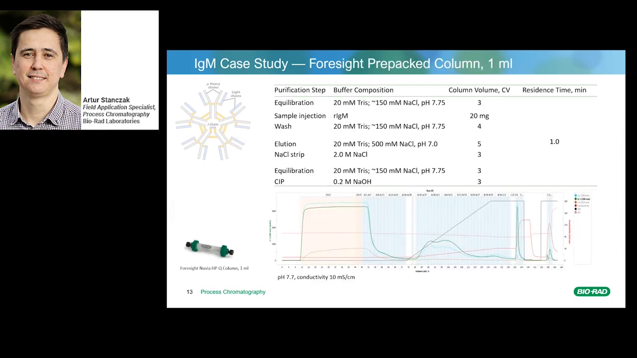In the next step, we switched from the 96-well plate format to 1 ml pre-packed columns, which are also commercially available. As a first run, the middle points from the DOE study of the pH and conductivity range were selected to learn how different formats affect results. A Tris buffer system was used at pH 7.7 and conductivity was adjusted to 10 millisiemens per centimeter.